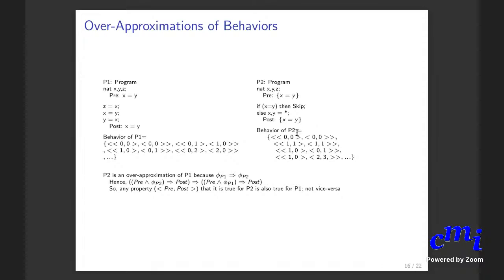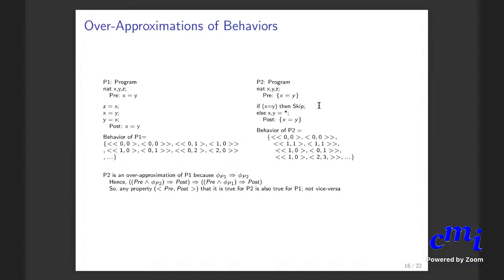you cannot conclude. Now, for example, the earlier specification I had was: if x is less than y, then in the post condition, y will be less than x. That will not hold good for P2. Okay? Therefore, this over approximation cannot be used to prove the earlier property that I had.